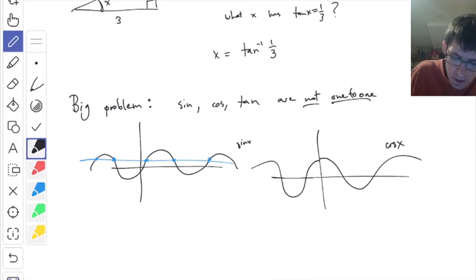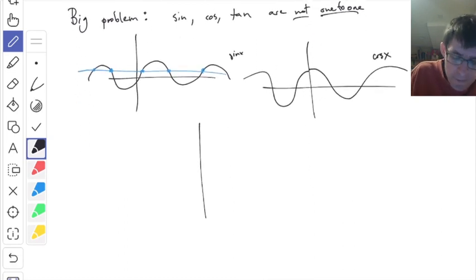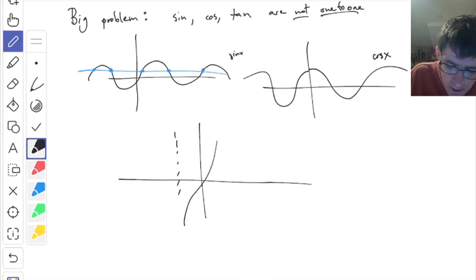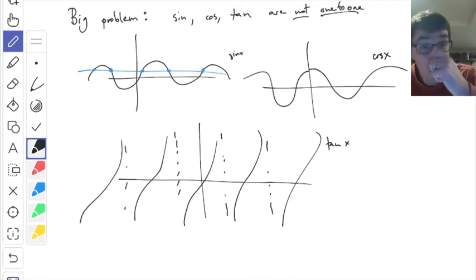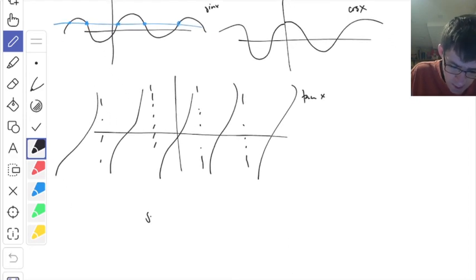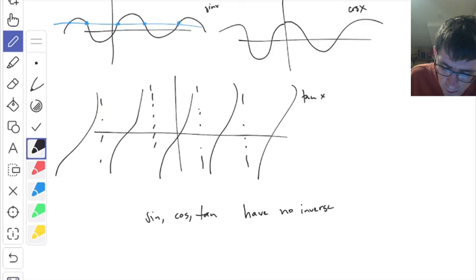And tangent, the graph of tan is a little weirder, but it also is not one-to-one. It has these vertical asymptotes. This is the graph of tan x. And it is also not one-to-one. None of these functions are one-to-one. So sine, cosine, and tan do not have inverses. They have no inverse functions because they are not one-to-one.